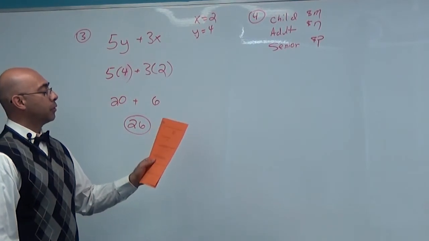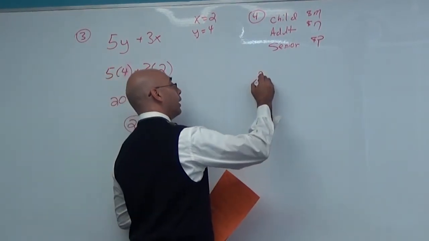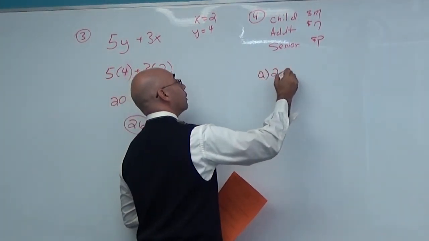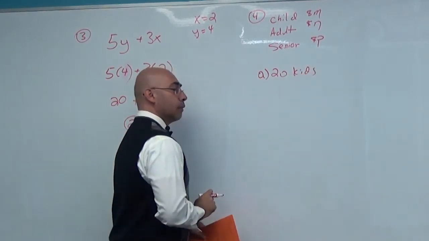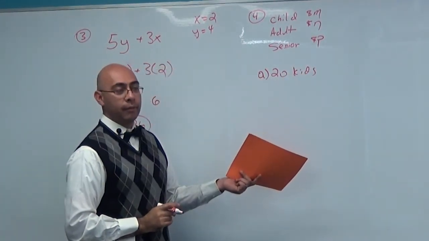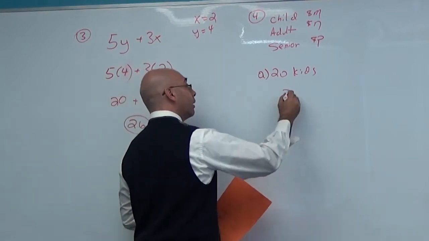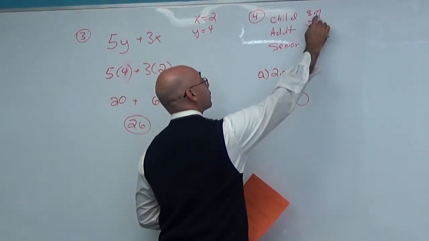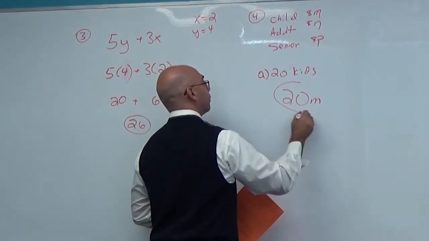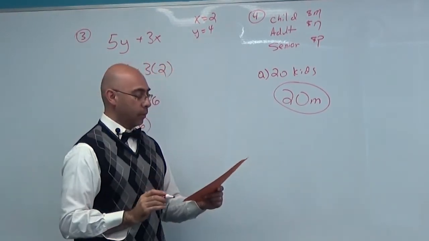So they want to know how much for part A, if we had 20 kids. That's a lot of kids. To figure out how much you pay, you just do 20 times whatever the children is, M. That was the easiest one.